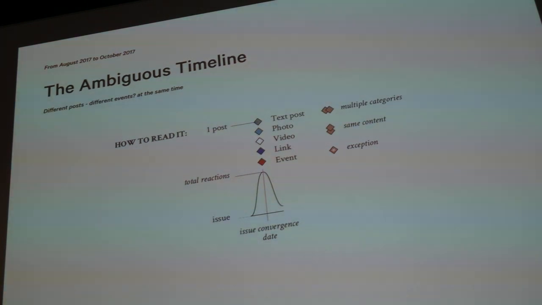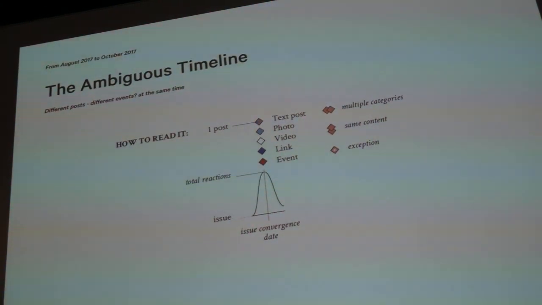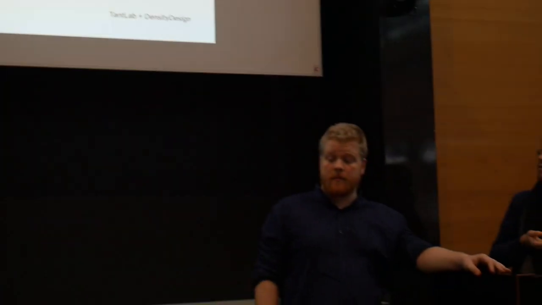For example, text, photo, videos, links, and events. There were a couple of exceptions, like multiple categories, for example, link and photos, a couple of posts that had the same content, the same photo, and some further exceptions like the text of a song and links to other Facebook pages.